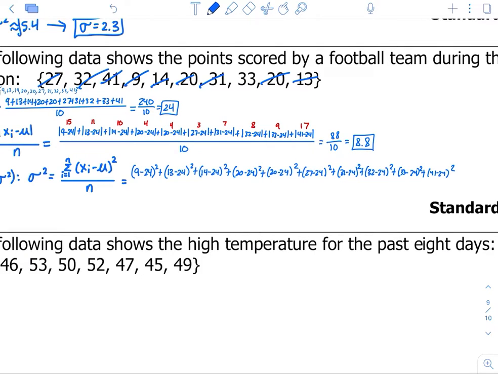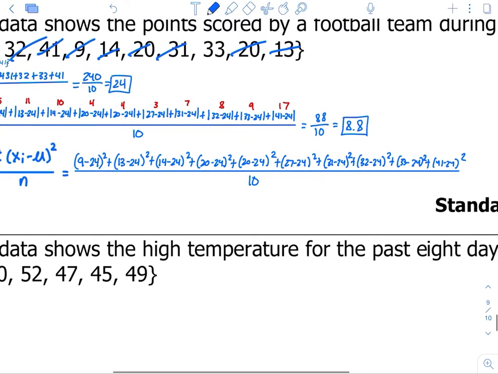Okay, all of this all over the total, right? Which is 10. All right, time to simplify this, right? So 9 minus 24 is negative 15. Negative 15 squared, that's going to give you 225. 13 minus 24 squared is negative 11 squared, which is 121. 14 minus 24 is negative 10. Negative 10 squared, 100. 20 minus 24, negative 4 squared, 16.